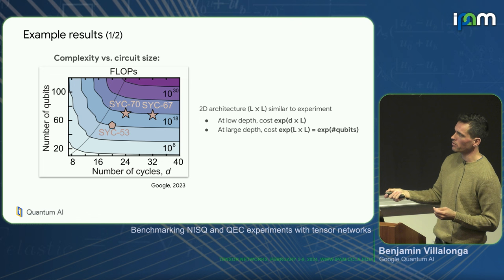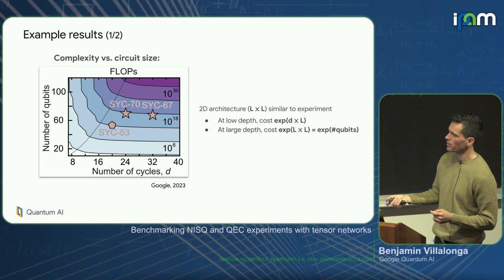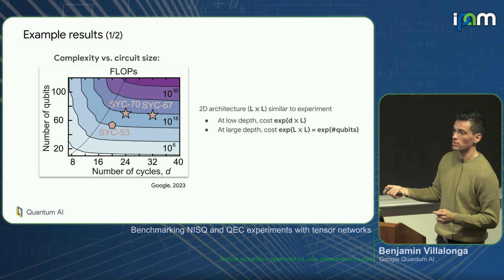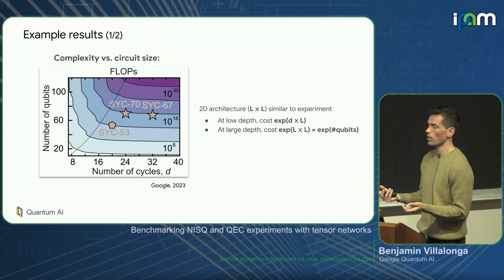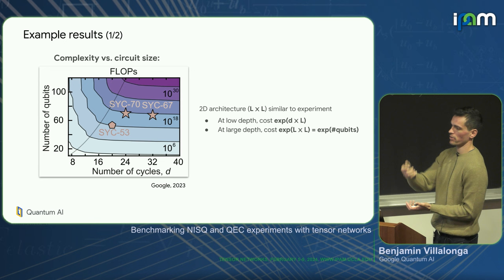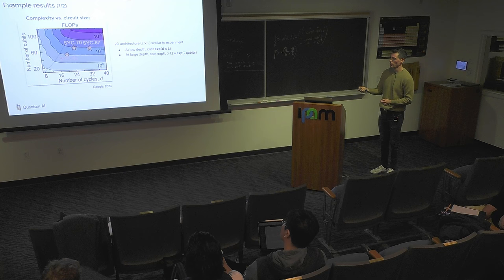And you see two behaviors. In the large depth limit, we find that the cost, and this is consistent with this contour plot that we have, is exponential in the number of qubits. And that is very related to what we just talked about. In the very large depth limit, with no memory constraints, with no slicing, the cost only depends linearly on the depth, but it depends exponentially on the number of qubits. Okay, so that's consistent with what we find. And then what kind of behavior do you expect at low depth? Well, at low depth, I would expect a cost that depends exponentially on the depth, and, this is for 2D circuits, on one of the lateral dimensions.